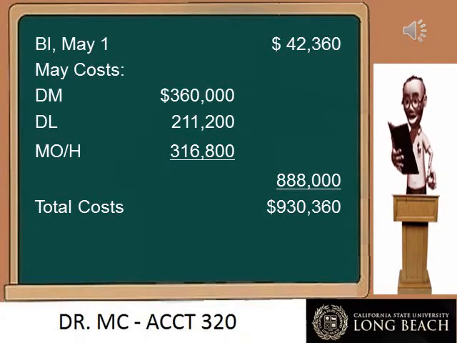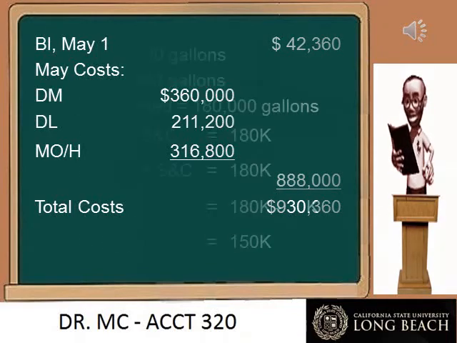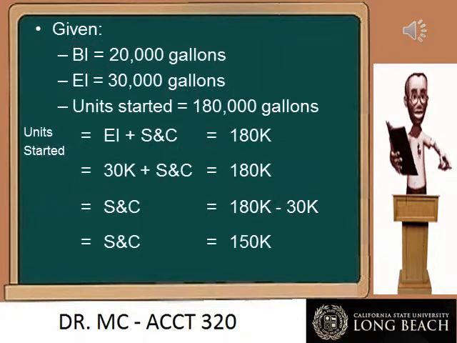$211,200 of direct labor costs were also added, as were $316,800 of manufacturing overhead. The first thing that we have to do is figure out how many gallons are in each group of units. We were given that there are 20,000 gallons in beginning inventory and 30,000 gallons in ending inventory. We were also told that 180,000 gallons were started.